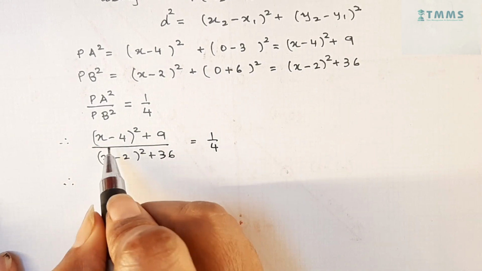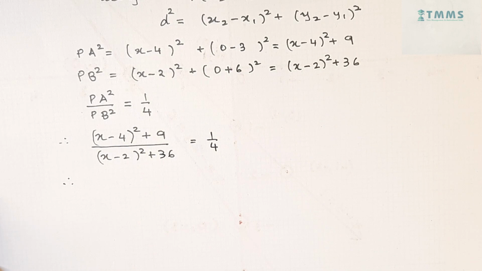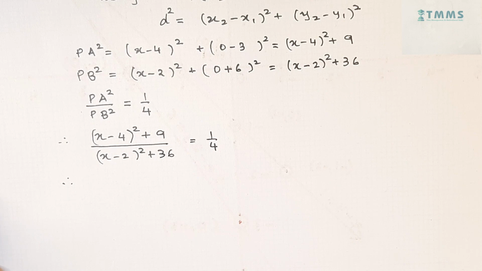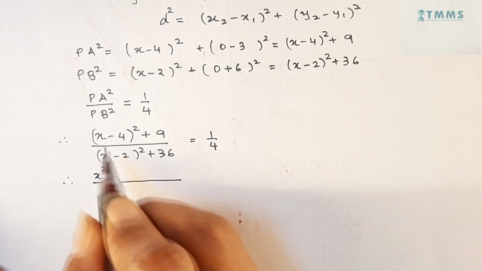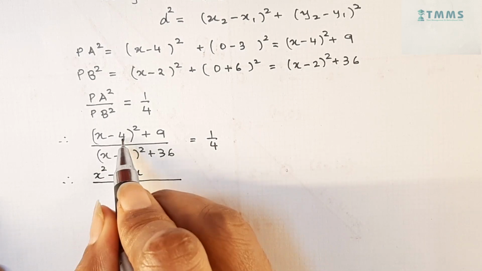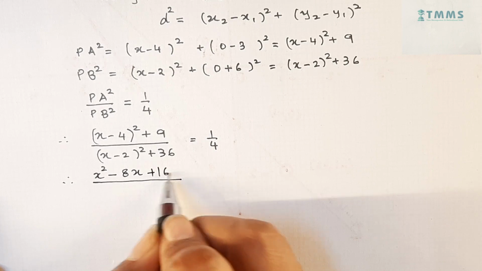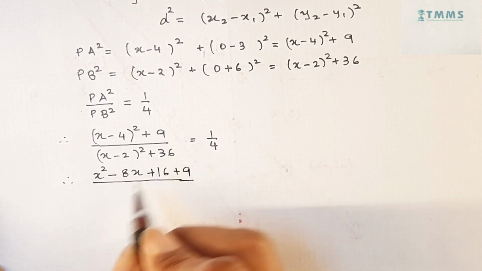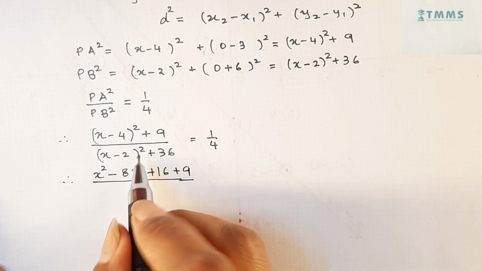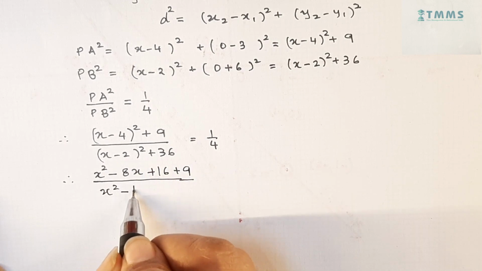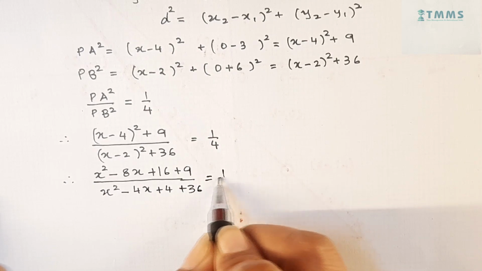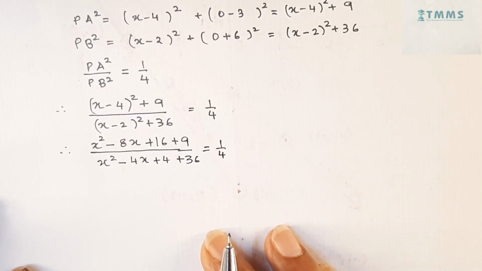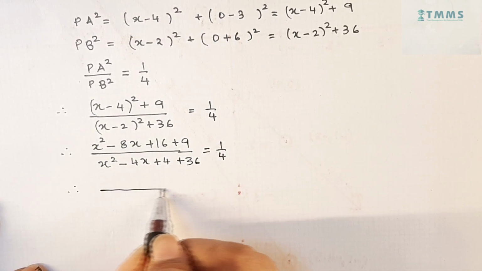Which formula are we using here? (a minus b) whole square. What is (a minus b) whole square? You must know these formulae by heart. It is a square minus 2ab plus b square. And so in the numerator, a square means x squared, minus 2ab becomes minus 8x, plus b square becomes plus 16, plus 9 as it is. Denominator, this is again (a minus b) whole square. So it becomes x squared minus 4x plus 4 plus 36. Can you see how fast it is going? Are we getting this? Now, let us simplify it further.